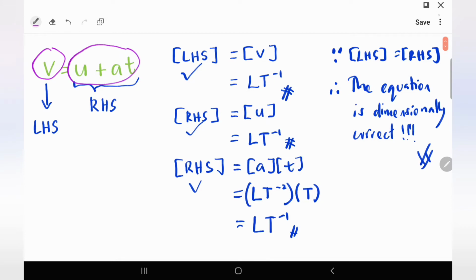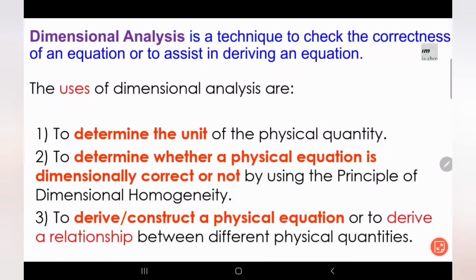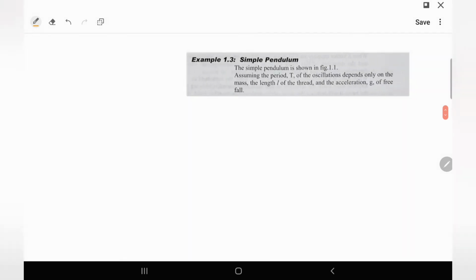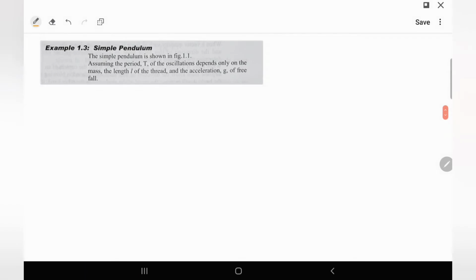Okay? Don't forget that. Okay, now the last function of dimensional analysis is to derive or construct a physical equation or to derive a relationship between different physical quantities. Okay, how is it? What does it mean? So let's discuss one more example for this situation. Okay, let's say by giving you a case to be like this. And there is a simple pendulum. Okay, the simple pendulum is shown in figure 1.1. Okay, we don't have to refer to any figure here because I think you already know what a simple pendulum is.